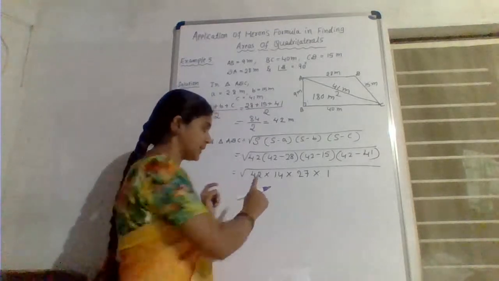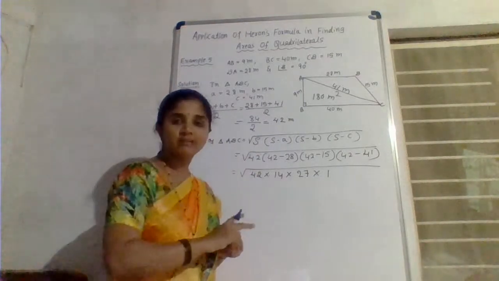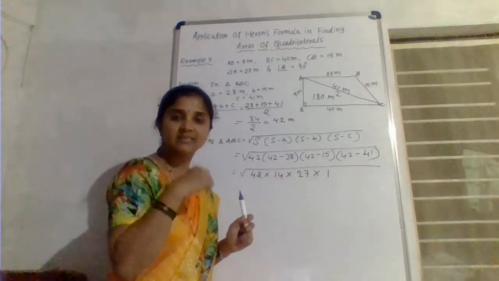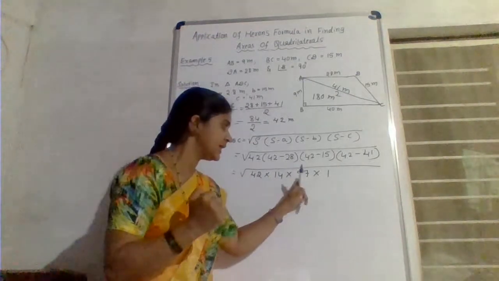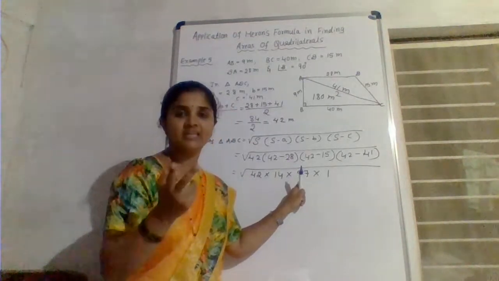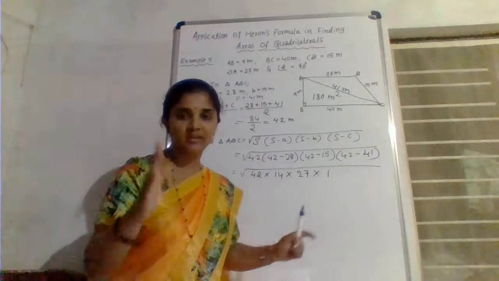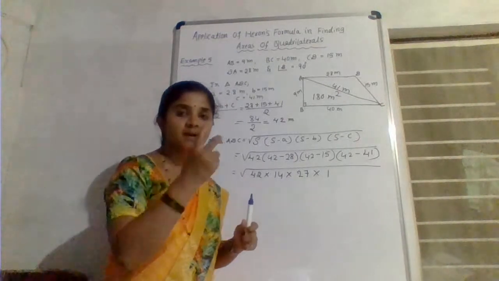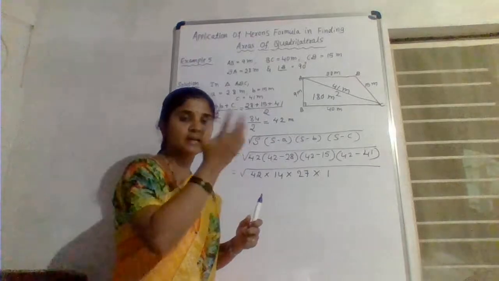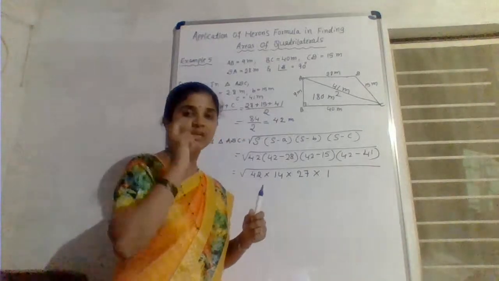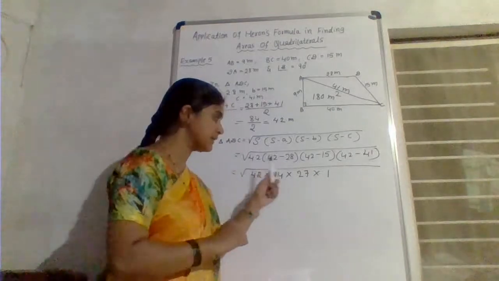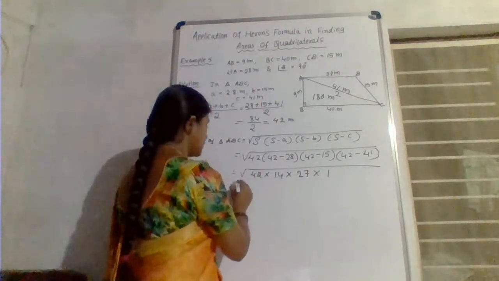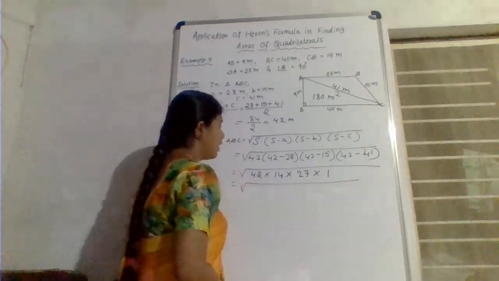So 42 we split as 6 sevens. Okay, 6 sevens. Next, 14 we can take as 7 twos are 14. Then 27 is 9 threes are 27. So like that we have to think. We have to split, so that when we split we get perfect square numbers, and so that we get the area of the triangle. So let us split this one.